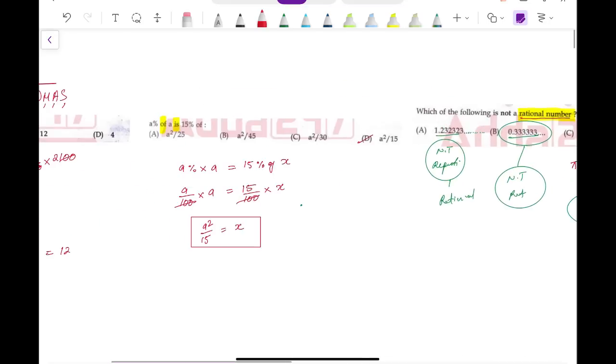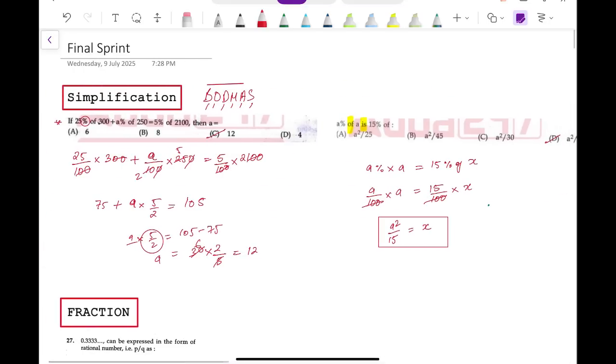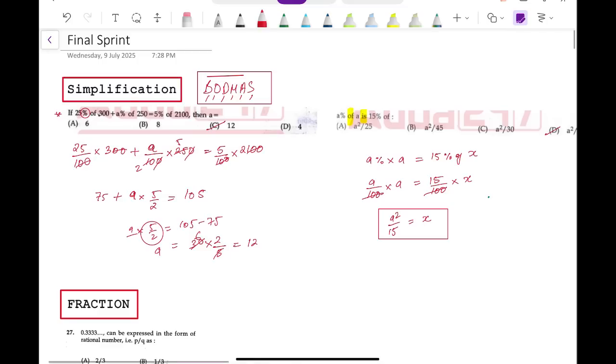So next, that is simplification. You just apply BODMAS rule, then you will get the answer there. First solve the bracket, after that of, after that division, and so on.